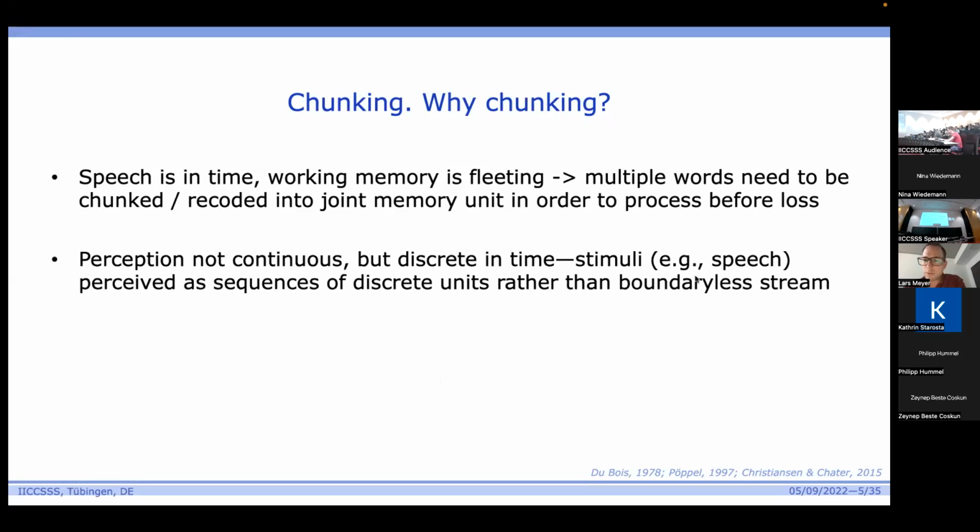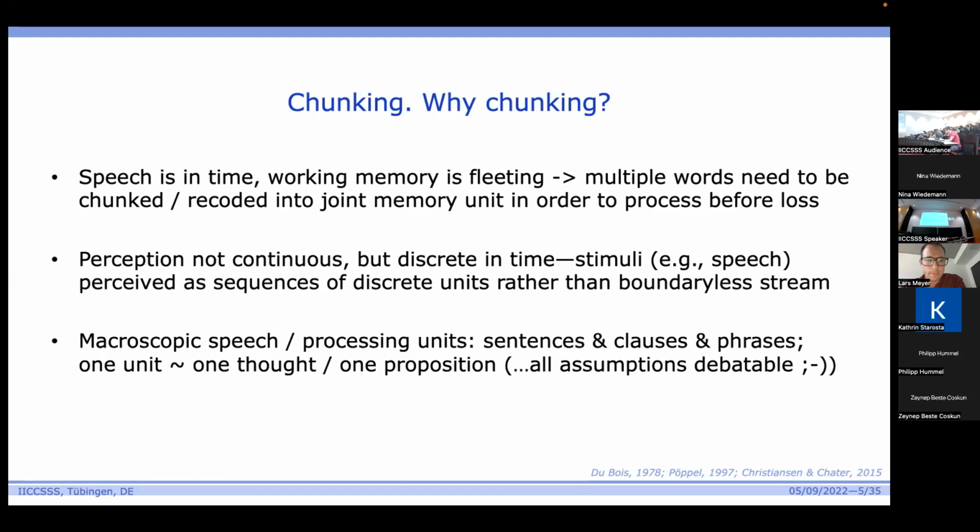Perception is not continuous. That's another reason why I'm interested in chunking, but it's discrete in time. Stimuli, for instance, speech, are not really perceived as continuous stimuli, but they're perceived as sequences of discrete units. Think about words. You have a perception that there's something like a word, although when you look at the speech stream, you don't have words. You just have a limitless succession of acoustic amplitude fluctuations. Okay, but you still perceive this as words and maybe smaller units like syllables or whatnot. Yeah, and that's interesting. I think your perception itself is somehow discrete.